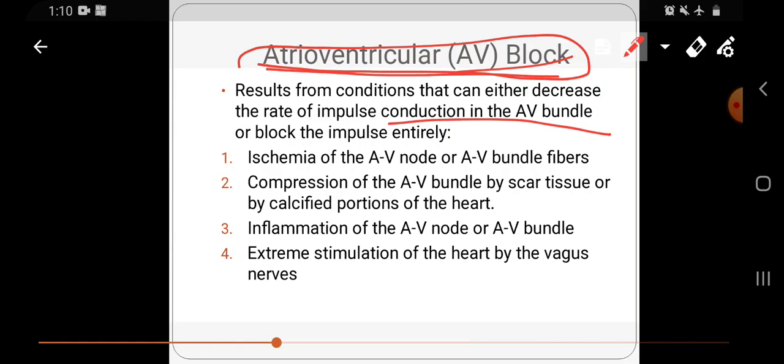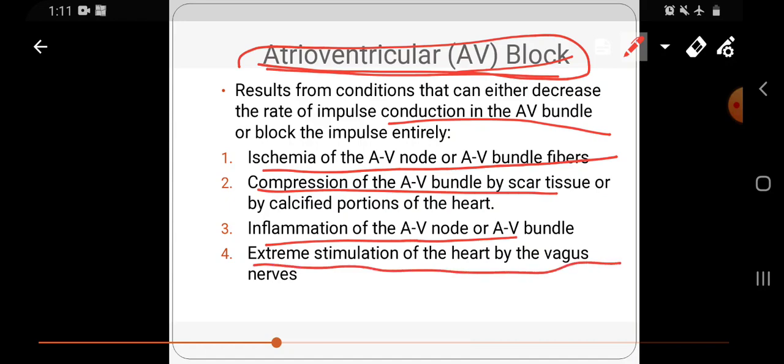Now the causes for AV block are multiple. It might be due to ischemia of the AV node or the AV bundle fibers, so they are no longer capable of conducting the signal. It might be due to compression of the AV bundle by a scar tissue or a calcified portion of the heart, thereby preventing the conduction through them or delaying the conduction at least. It might be due to inflammation in the AV node or the AV bundle, or it might be due to extreme stimulation of the heart by the vagus nerve, لأنه vagal stimulation slows the conduction at the AV node and it might even block it completely.